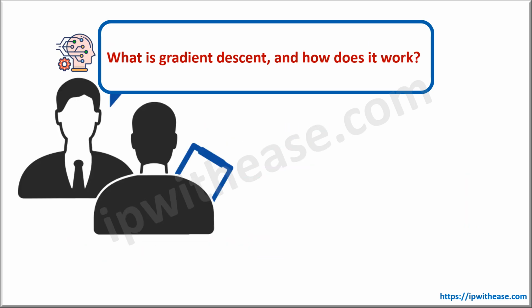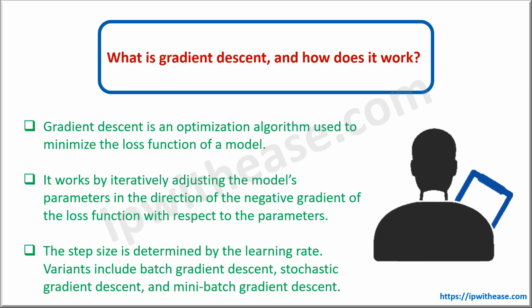What is gradient descent and how does it work? Gradient descent is an optimization algorithm used to minimize the loss function of a model. It works by iteratively adjusting the model's parameters in the direction of the negative gradient of the loss function with respect to the parameters. The step size is determined by the learning rate. Variants include batch gradient descent, stochastic gradient descent, and mini batch gradient descent.